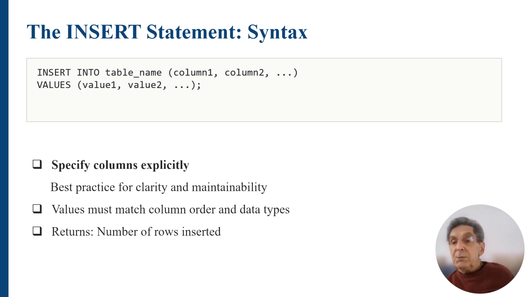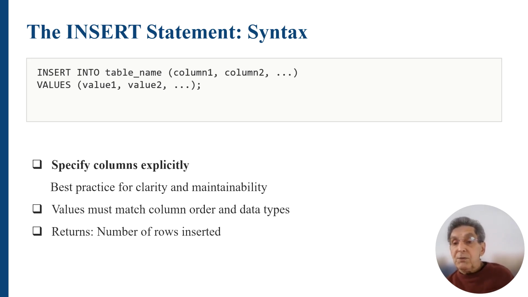Notice that I'm explicitly listing the columns. This is best practice, but it's not a requirement. You could technically omit the column list and just provide a comma delimited list of values so long as you had a value for every column in the table in the proper order. But I strongly advise against that approach.